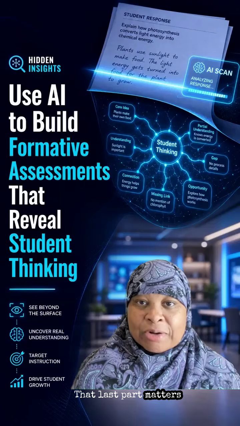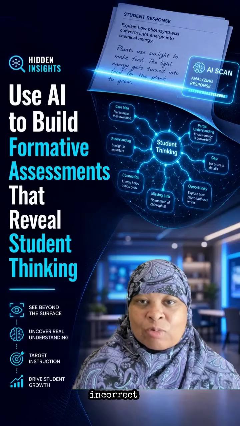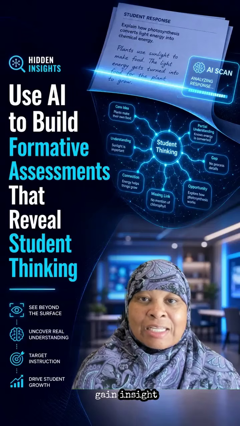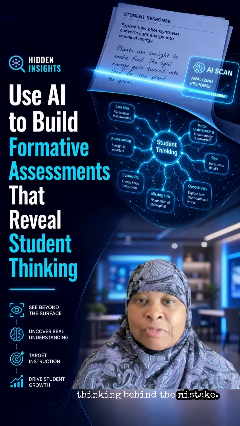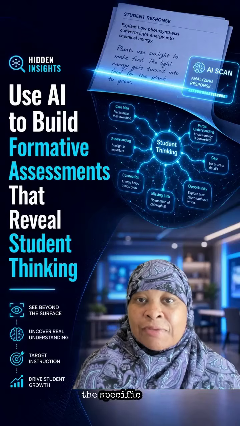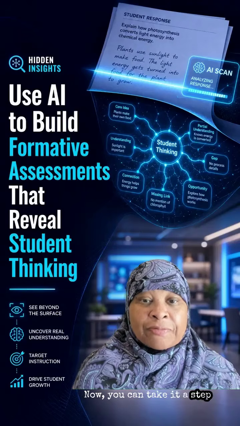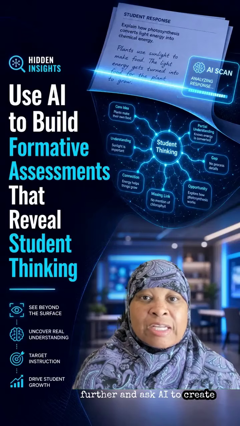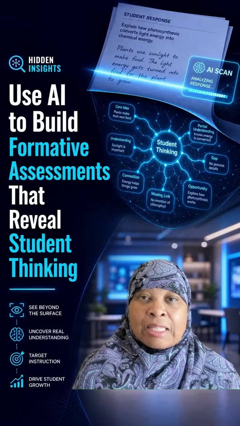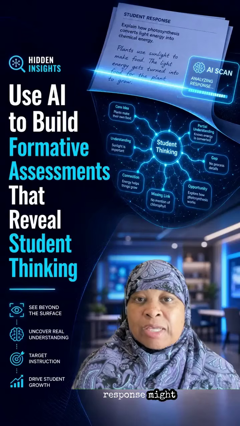That last part matters because when teachers understand why students are choosing incorrect answers, they gain insight into the thinking behind the mistake. So instead of reteaching an entire lesson, they can address the specific misconception that is getting in the way. Now you can take it a step further and ask AI to create a teacher analysis guide that explains what each question reveals, what common errors suggest, and what the instructional response might be.